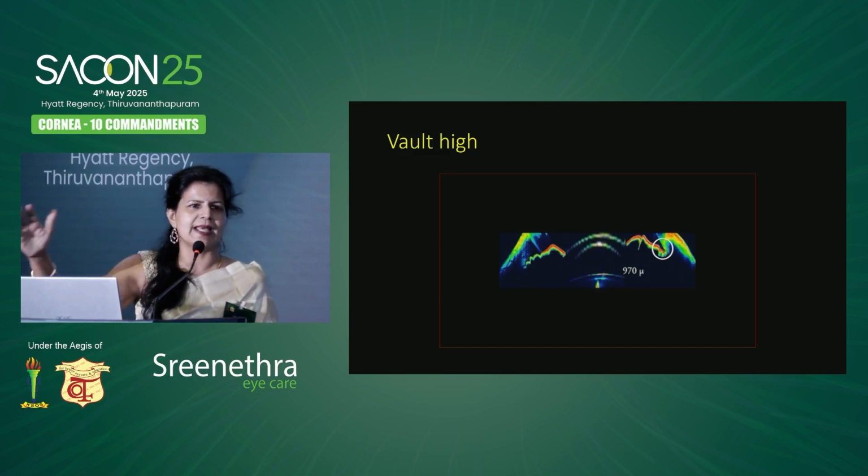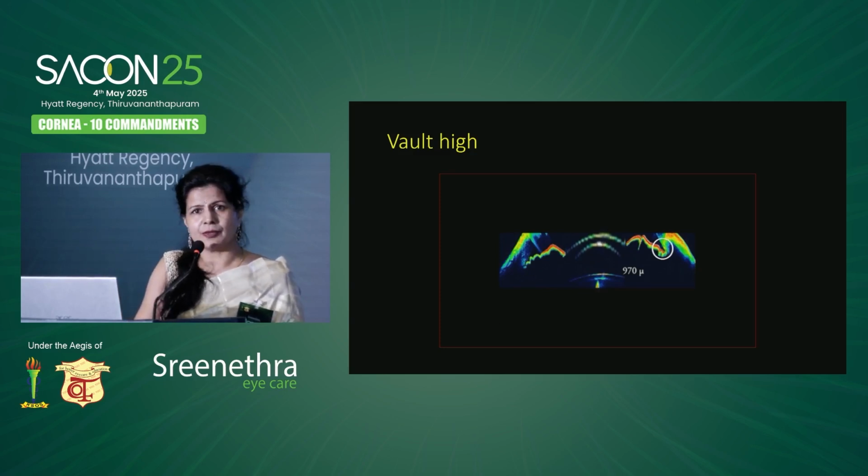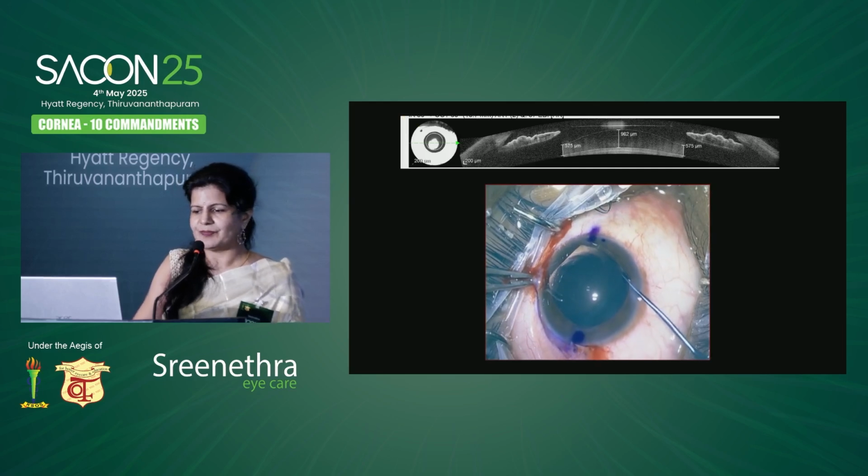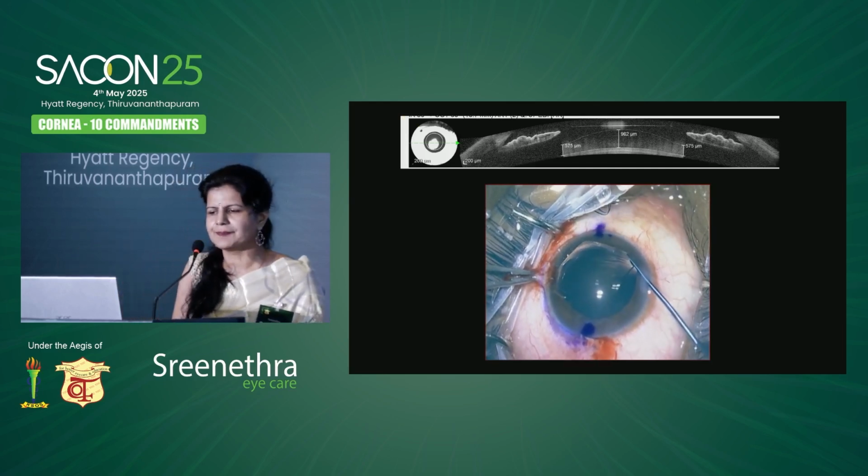So anything between 250 and 800 is supposed to be a normal vault. Anything above that comes in the category of high vault. And I've always found a high vault to be more dangerous to a young patient than a lower vault. That might even warrant explantation of the intraocular lens.